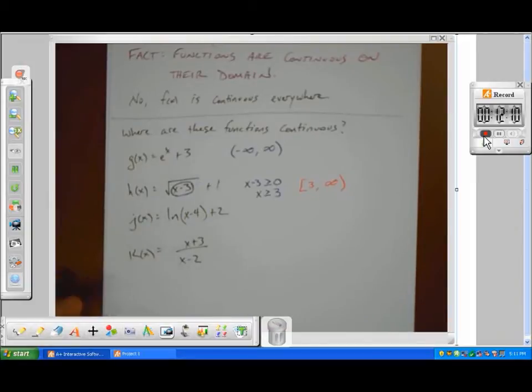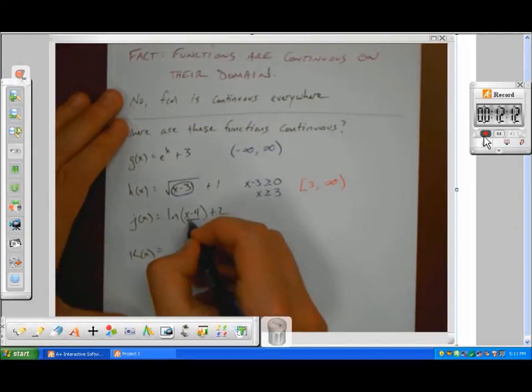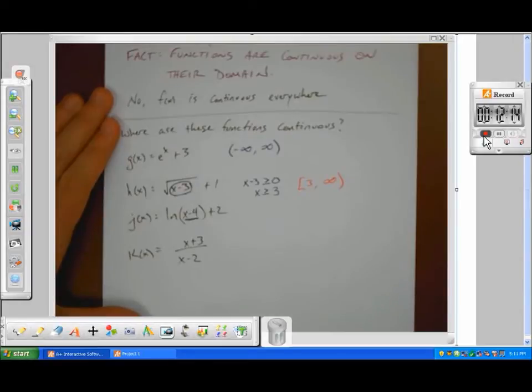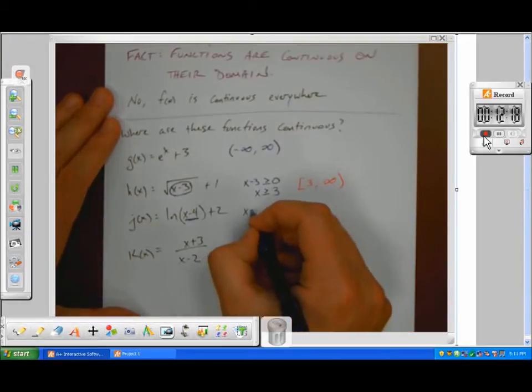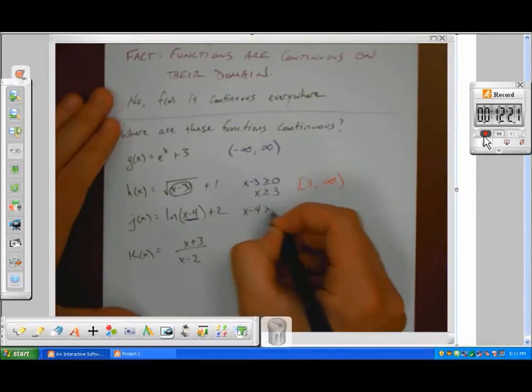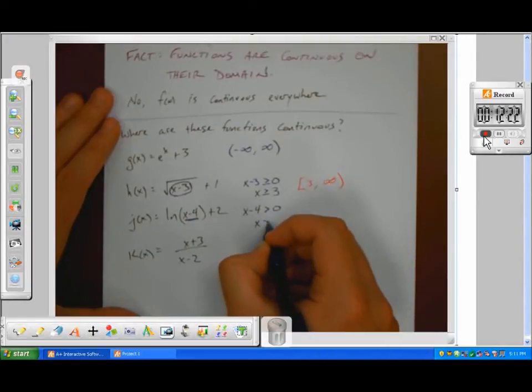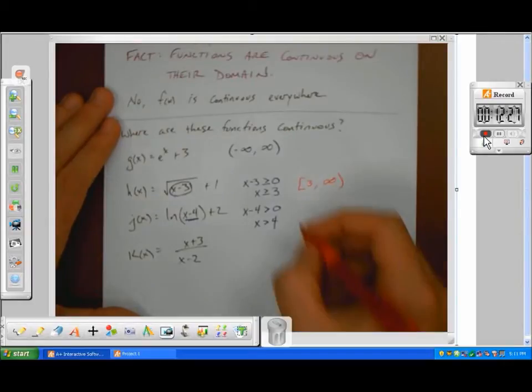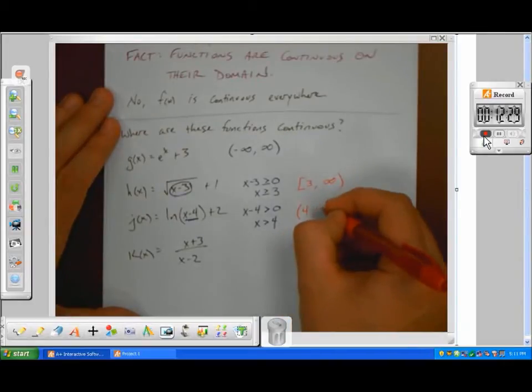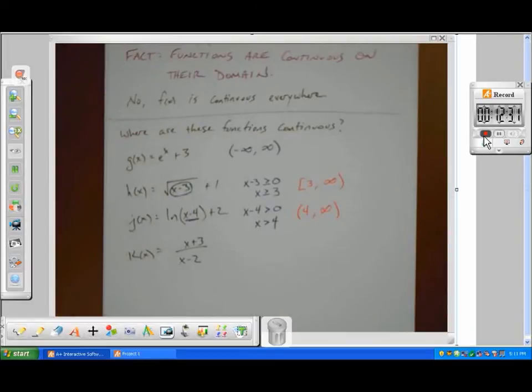With a natural log, what's inside the natural log has to be positive. It can't be 0 and it can't be negative. So x minus 4 has to be greater than 0, which means x is greater than 4. If I were to write that using interval notation, I would say 4 to infinity.